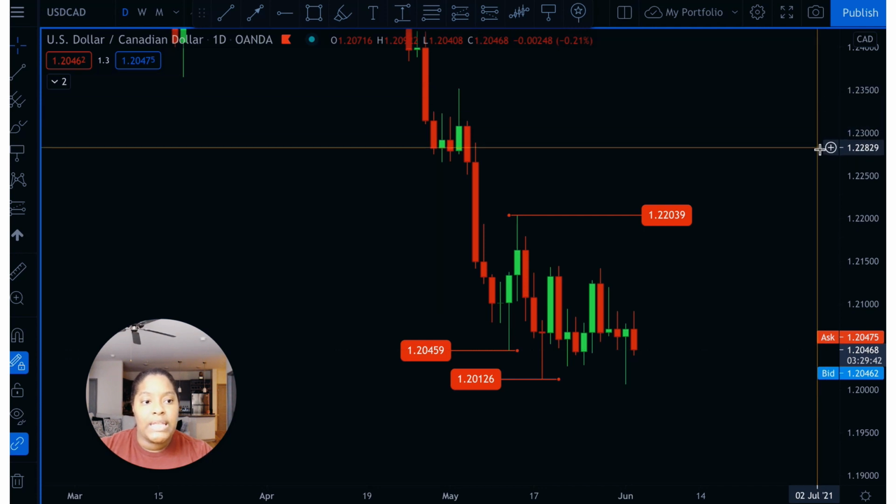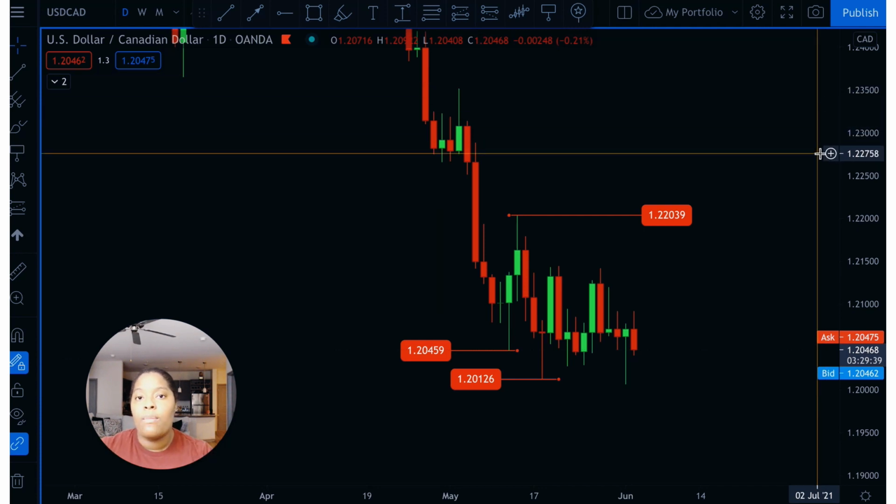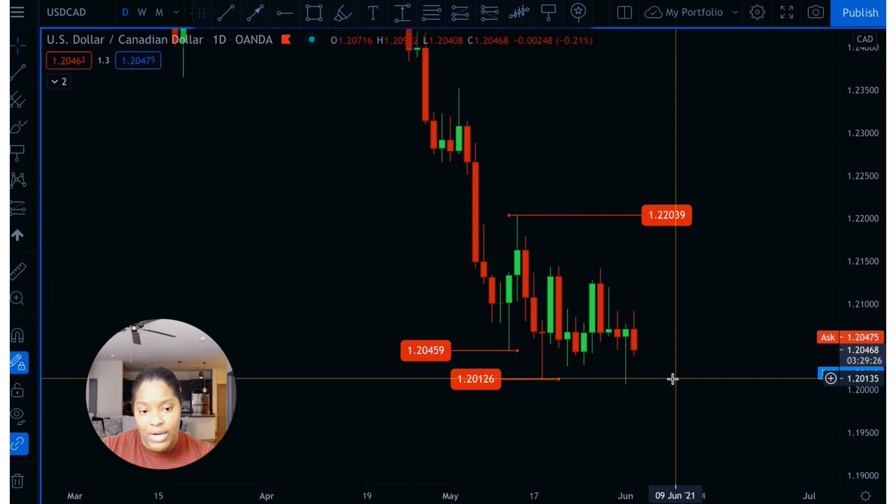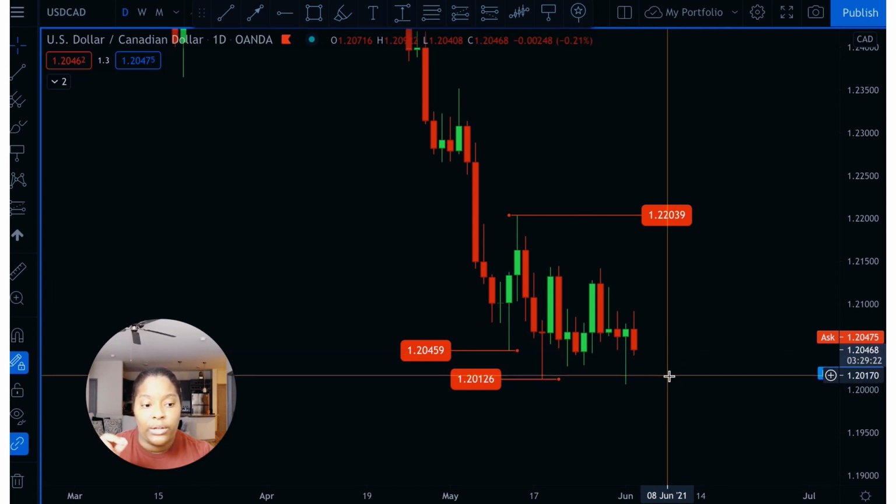And all of these rates equals how much it will cost someone who lives in Canada to purchase $1. So where price is trading at the current moment as I am making this video is around $1.20468, and that number is going to change until the daily time frame closes at 5 o'clock p.m. Eastern Standard Time. Then that is the final rate of the day.